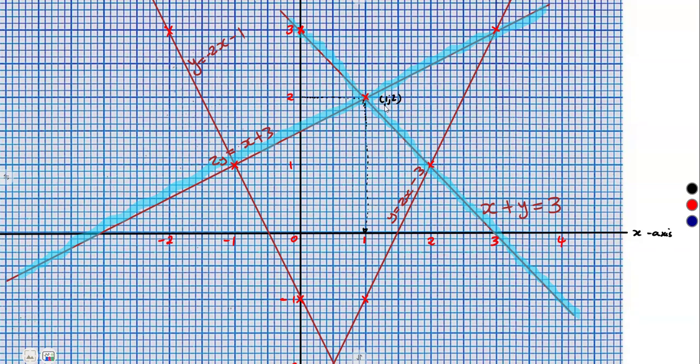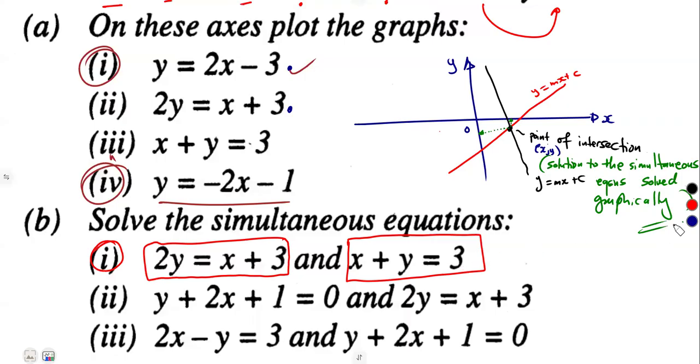But what is the x value? What is the y value? The x value is 1. The y value is 2. You have solved that. So here, x is equal to 1, y is equal to 2, just like that.